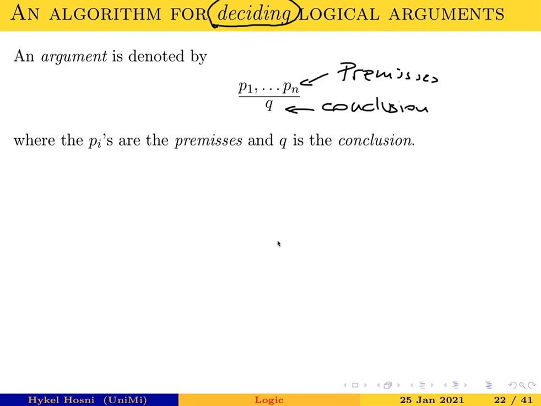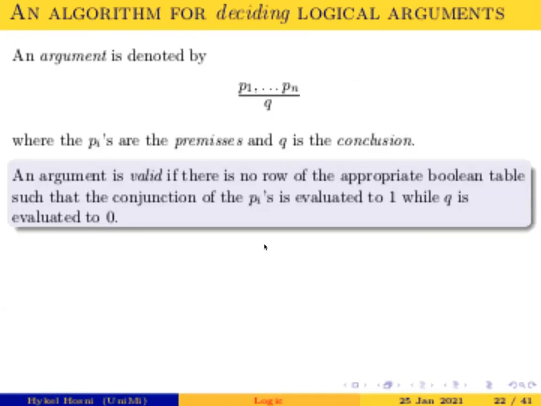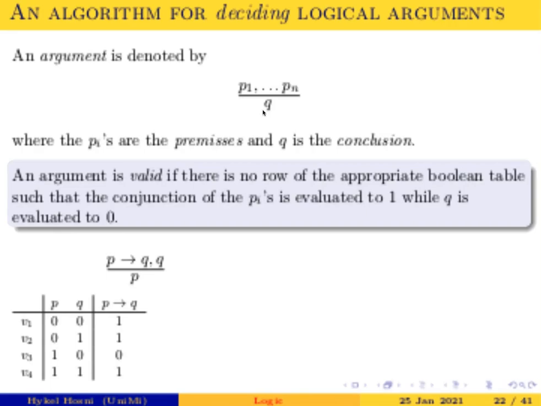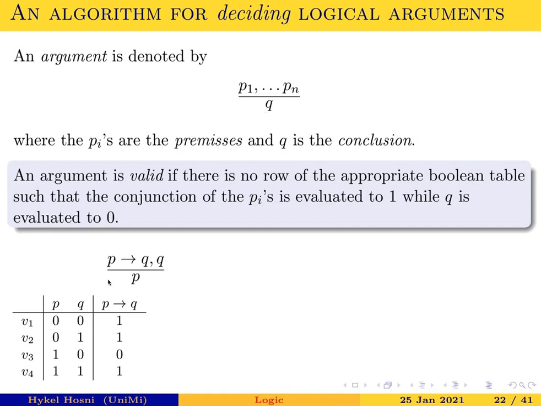Right. So what you want to do is to define validity. Validity is defined like this: this argument is valid if there is no row in the Boolean table such that those are all true and this is false. So there's no situation in which all the premises are evaluated to 1, while the conclusion is evaluated to 0.